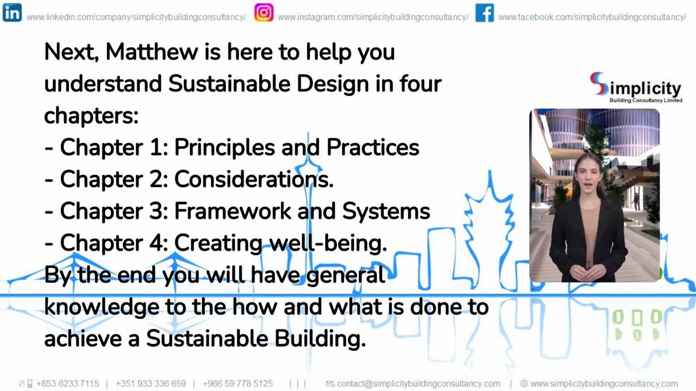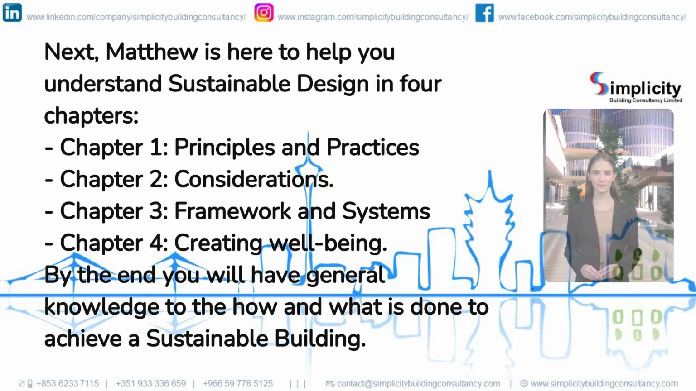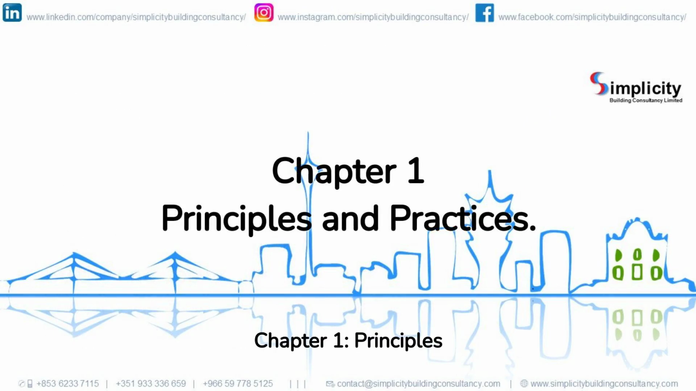Next, Matthew is here to help you understand sustainable design in 4 chapters. Chapter 1, Principles and Practices. Chapter 2, Considerations. Chapter 3, Framework and Systems. Chapter 4, Creating Well-being. By the end, you will have general knowledge of the how and what is done to achieve a sustainable building. Chapter 1, Principles and Practices.